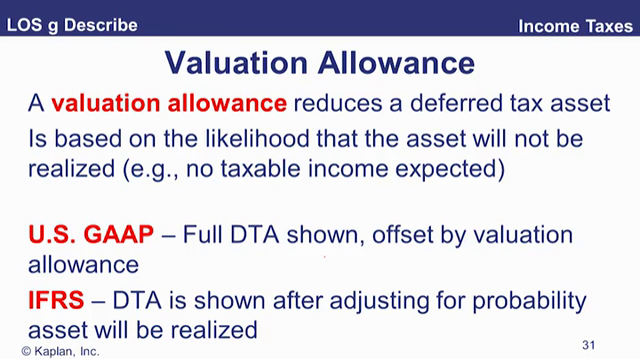IFRS takes a different approach. Rather than netting a valuation allowance against the deferred tax asset, it simply records a lower deferred tax asset. In other words, the deferred tax asset is shown after adjusting for the probability that the asset will be realized. So you shrink the deferred tax asset if you don't think you're going to be able to utilize it all under IFRS. Whereas under US GAAP, you record the full deferred tax asset and then you net a valuation allowance against it if you don't think you're going to be able to benefit from the full reversal.